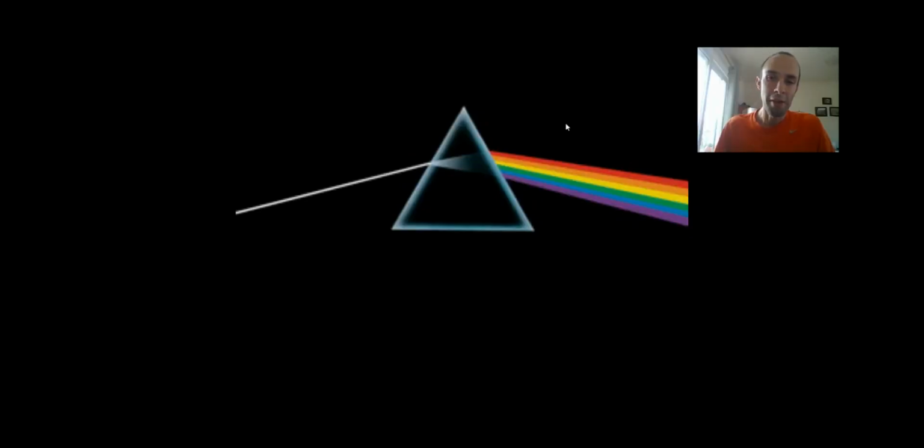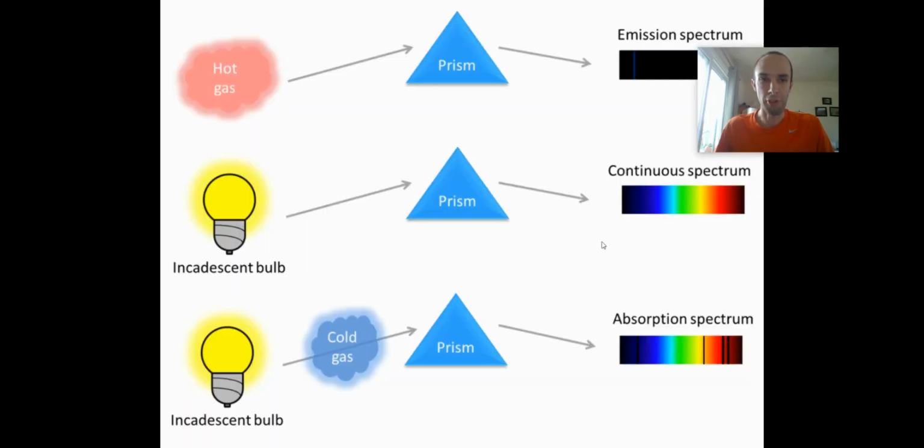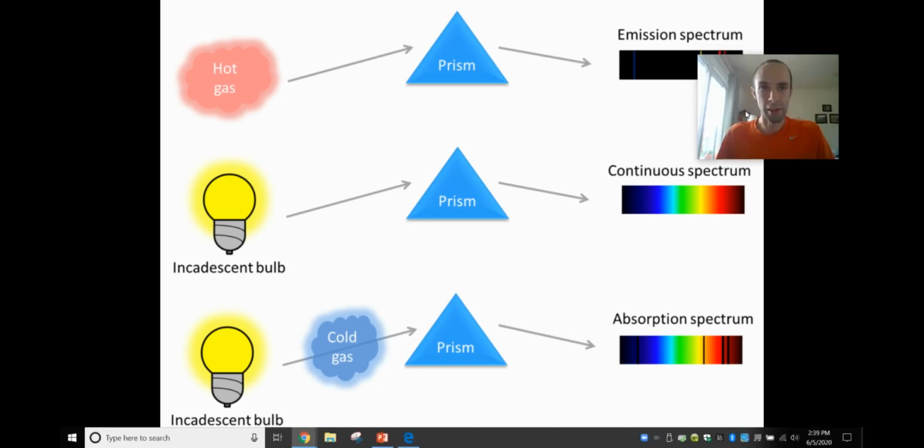air. So this is what happens with white light passing through a prism. We get a continuous spectrum. And that's important, related to some astronomy stuff.